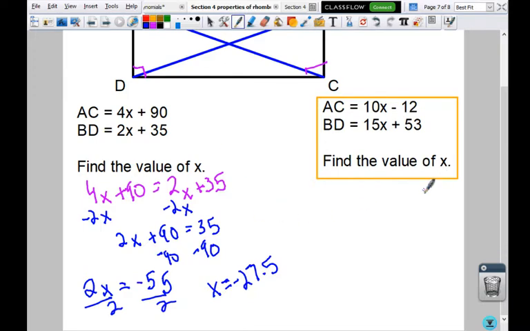Alright, I want you to do this one in the box. Easy. This time AC is 10x minus 12. BD is 15x plus 53. Find the value of x.